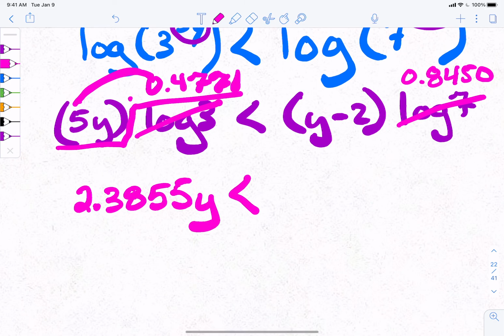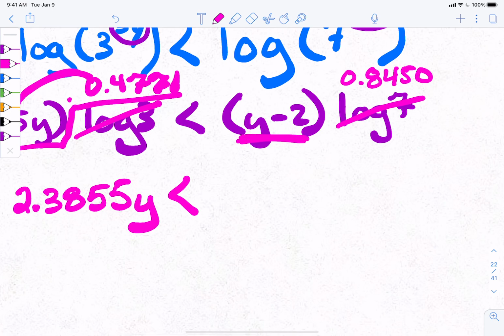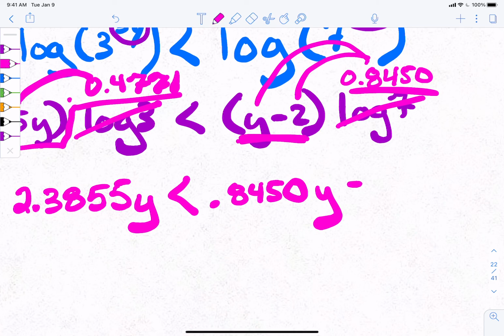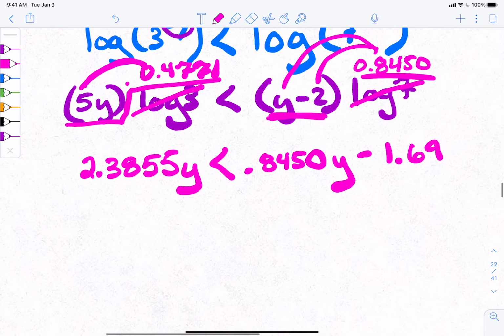Is less than, now what do I do on this side? I have y minus 2, and then I have this number. Multiply it for both pieces. What's that times y? What's 0.8450 times y? 0.8450y. What's 0.8450 times negative 2? It's like negative 1.6 something, 1.69 even.